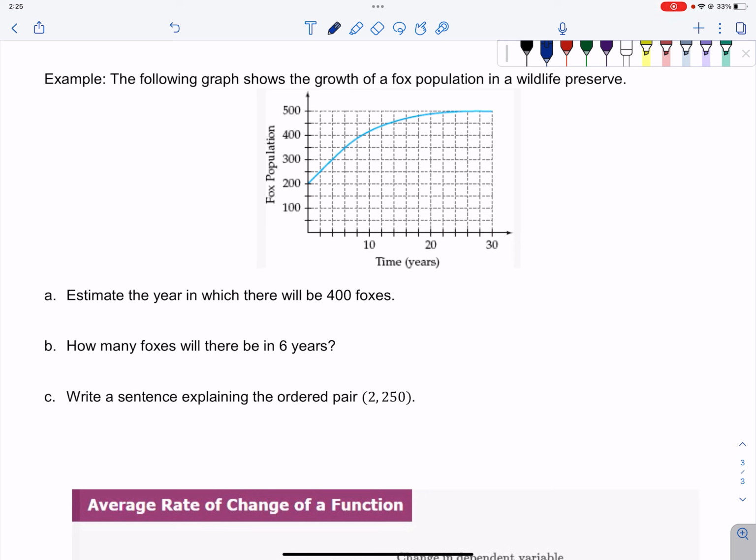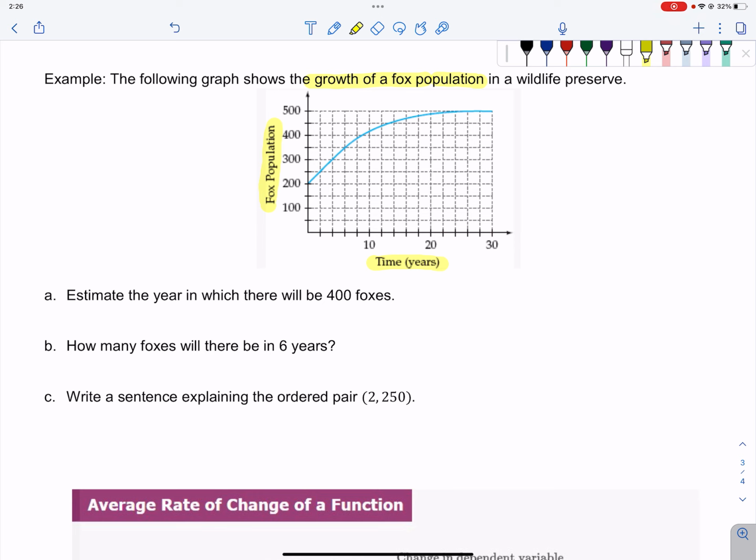The following graph that we have here shows us the growth of a fox population in a wildlife preserve. On this graph, the time in years is given to us along the horizontal x-axis, and the fox population is given to us on the y-axis, the vertical axis. This tells us that time is our independent variable, and the number of foxes is the dependent variable. Now we're going to work through some problems asking us different questions about this graph.